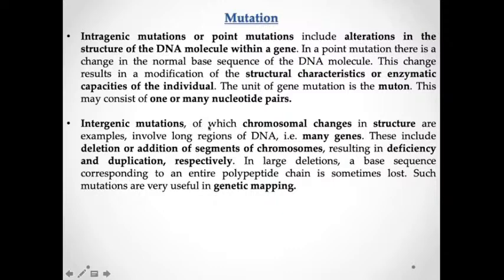Whereas intergenic mutations are chromosomal changes in structure that involve long regions of DNA. That is, many genes are involved in the chromosomal changes. These include deletion or addition of a segment of a chromosome, resulting in deficiency or duplication respectively. So either the genes are duplicated or there is a deficiency of genes. In large deletions, a base sequence corresponding to the entire polypeptide chain could sometimes be lost. Such mutations are quite useful in genetic mapping.